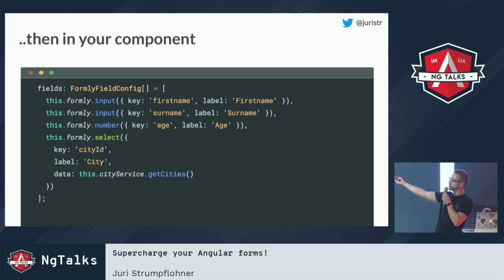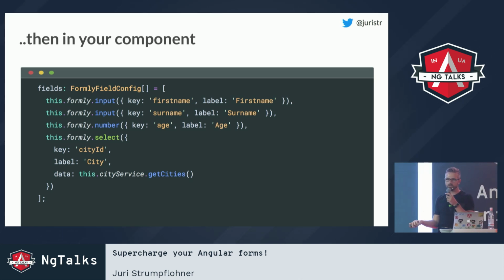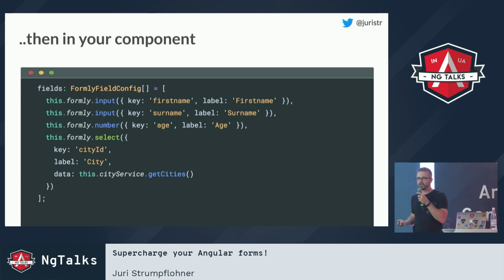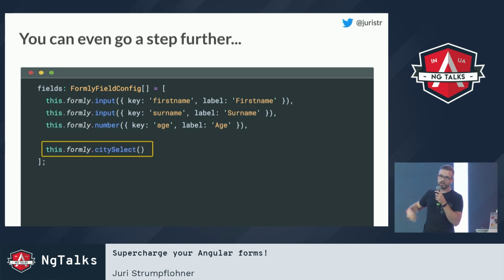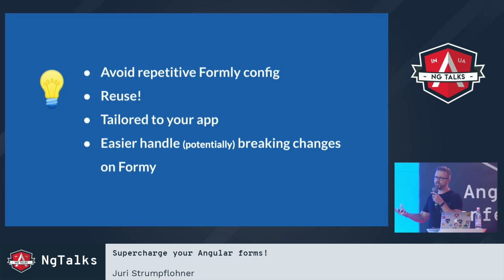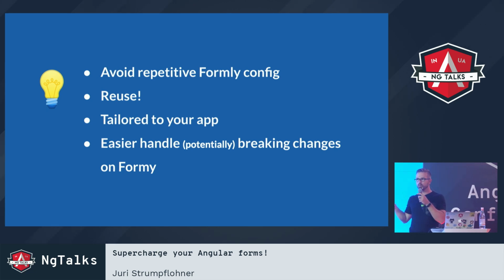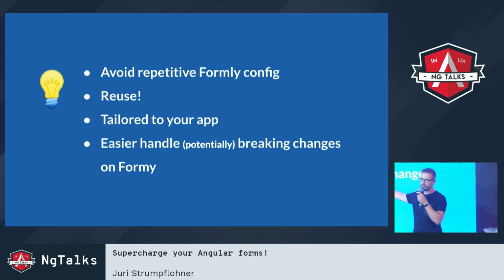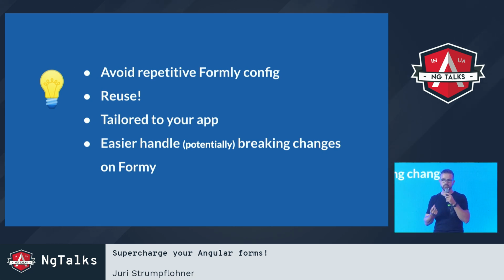I just call that Formly service inside that configuration and tell it, give me an input with that property and that label. You can even go a step further for that select down here, for instance, and create a city select. Because you know it will always be city ID in your model, and it will always fetch the data from that place. So why not? So customize down, tailor it for what you actually need. And it will help you with those repetitive form configurations. It would also go better when you have to handle potential breaking changes in the configuration because you have them in one place, and it would already work.